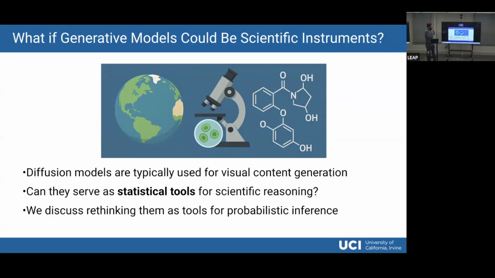But what if we could tailor and target diffusion models in such a way that they become reliable instruments for scientific questions and scientific inference, right? So in other words, can they be made or converted into reliable statistical tools for data analysis? And this is very much the talk that we will discuss today.